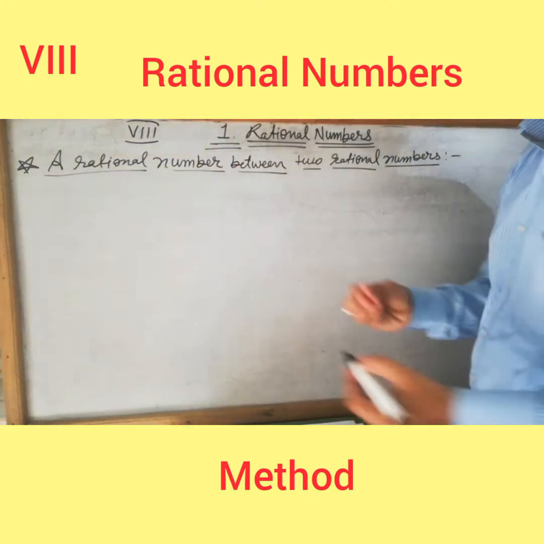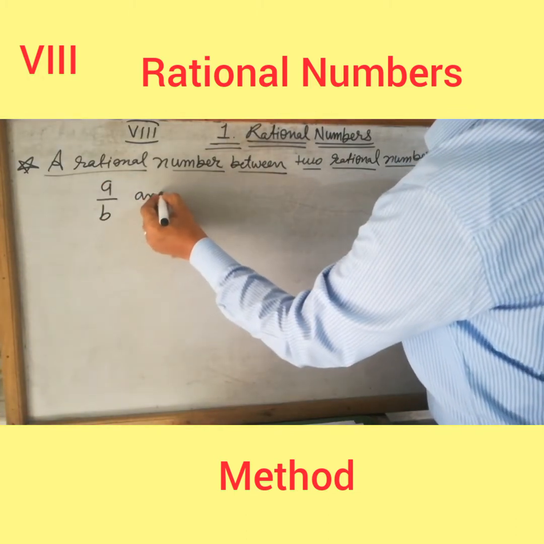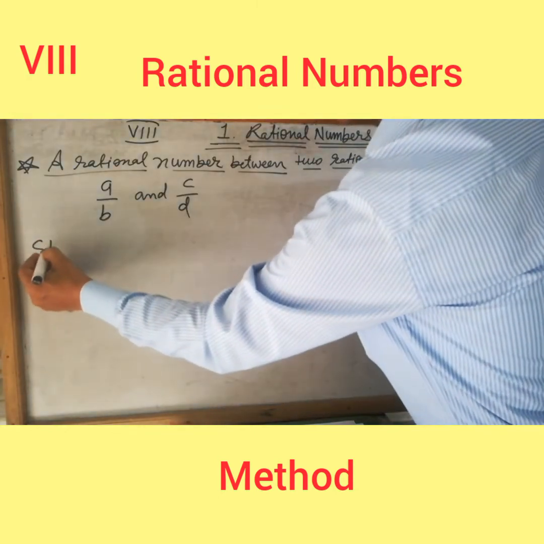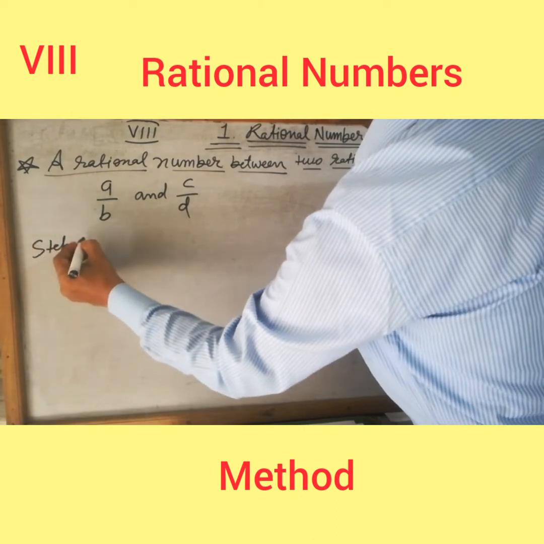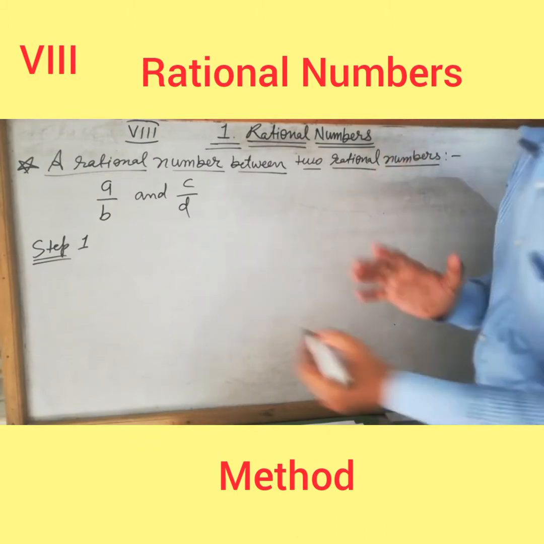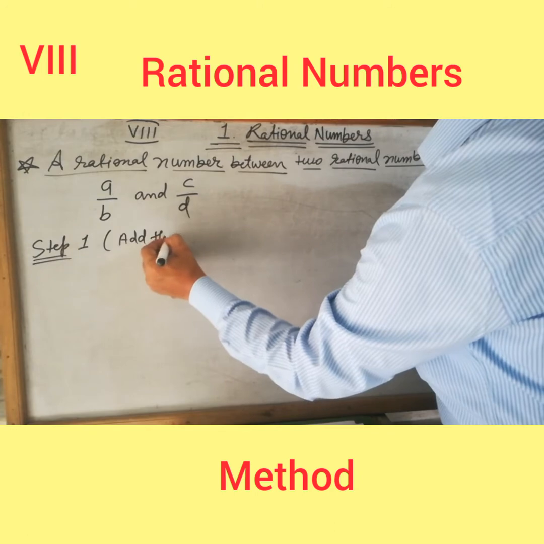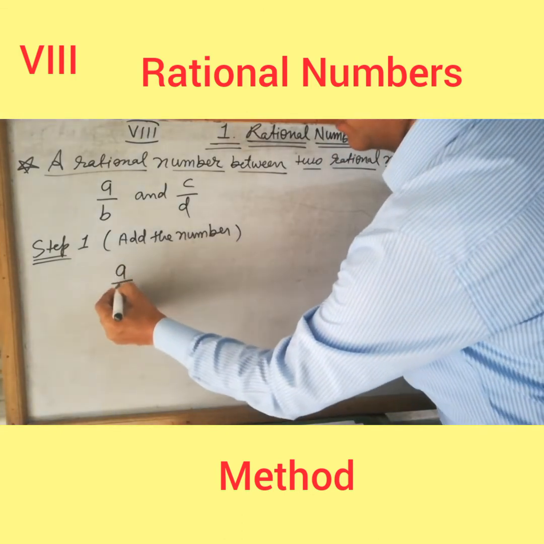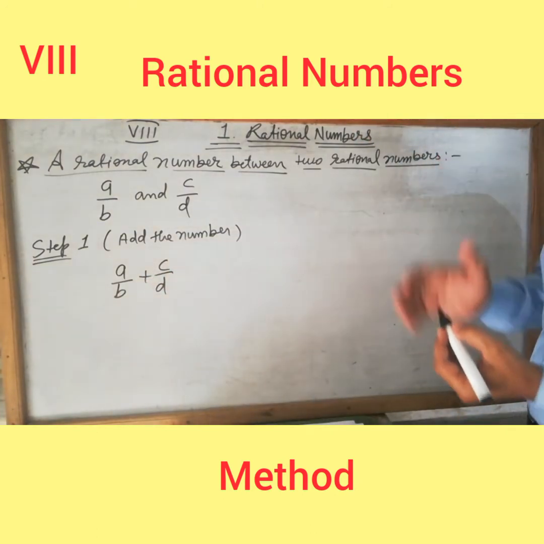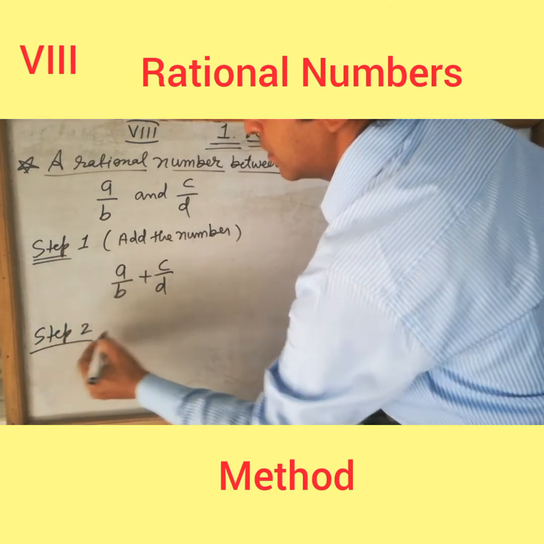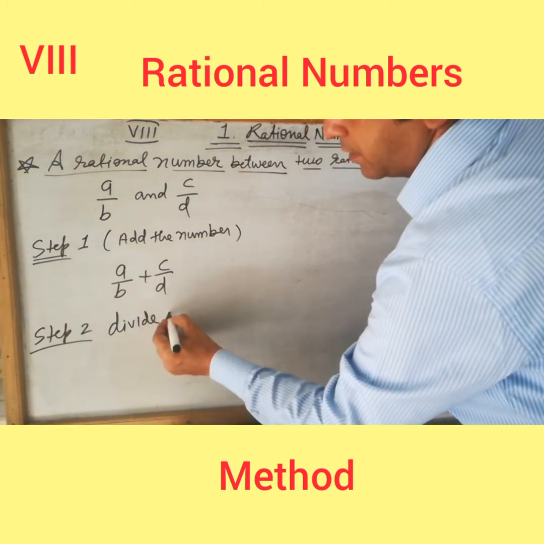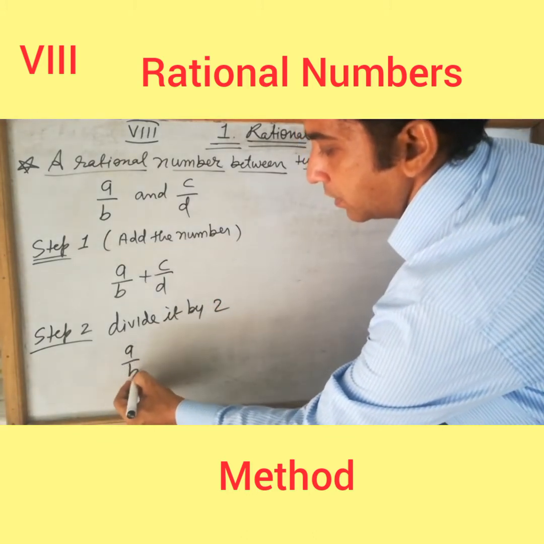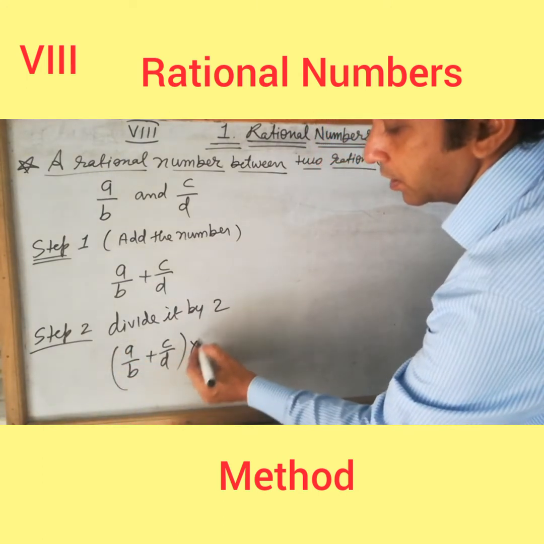Suppose we take an example: a upon b and c upon d are two rational numbers, and we have to find a rational number between these two numbers. Step 1: add the numbers. What is the first step? You have to add the given two rational numbers, a upon b plus c upon d. Now step 2: divide it by 2. We will divide the result, a upon b plus c upon d, that is, multiply it by 1 upon 2.